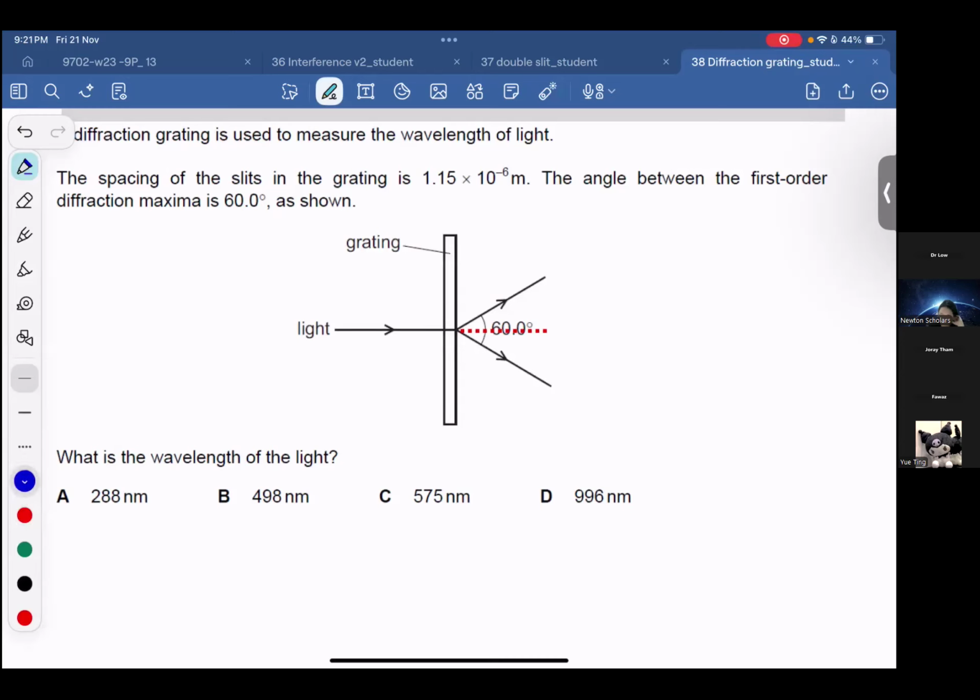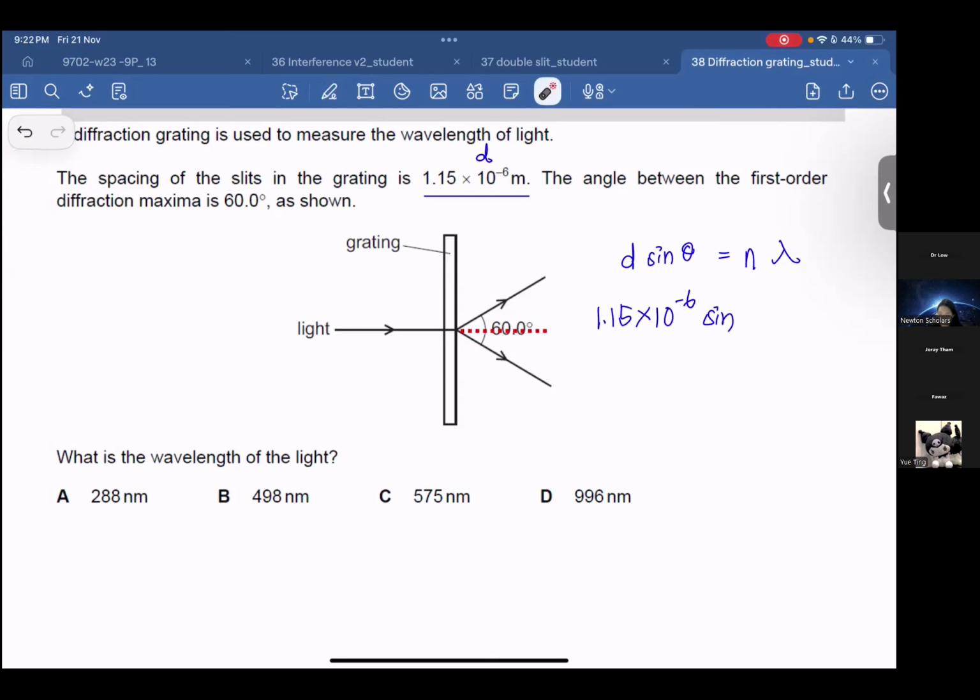What is the wavelength? Diffraction grating. So the formula that we need to use is d sine delta equals to n wavelength. D here is the distance, the spacing of the slit. So they already give you d, we just use times 10 power of negative 6. Here they say the angle between the first order, that means this is n equals to 1, n equals to 1. Center is n equals to 0. 1 to 1 is 60.